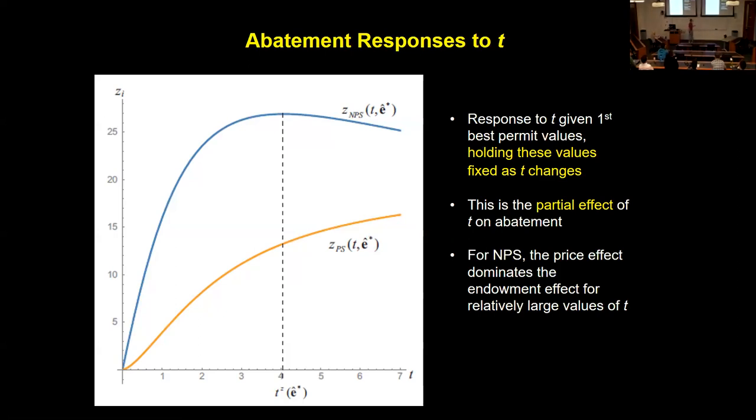If we look at the response functions, holding this permit level fixed, E hat, and right here we're just showing you E hat evaluated at the first best level. We have to pick a value, so we're just choosing the first best level because this will be helpful later on. And we're varying T along this axis. What you see is the point source abatement is what we would expect. It's increasing in T. As we make it more expensive for them to buy permits, we're going to abate more. The non-point response is interesting. It actually goes up at first because this endowment effect dominates, and then past some threshold level, it's going to go back down like we would expect. So this is the partial effect of T on abatement.